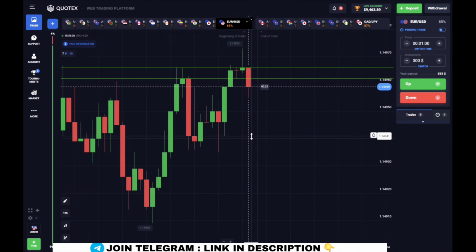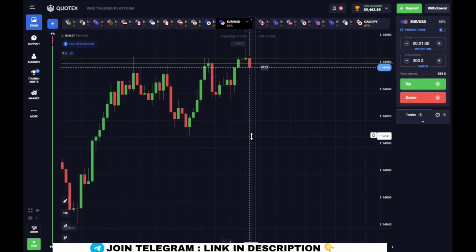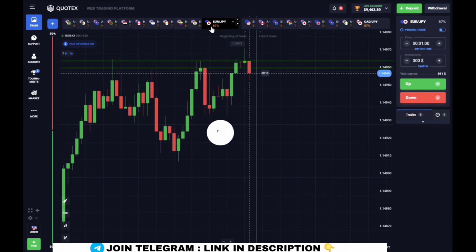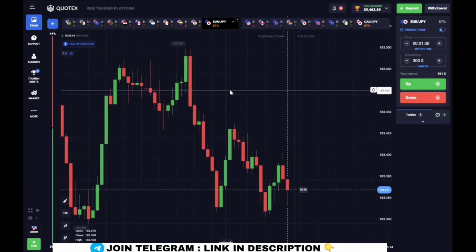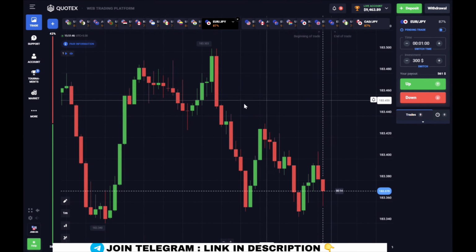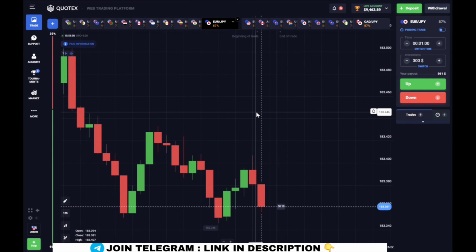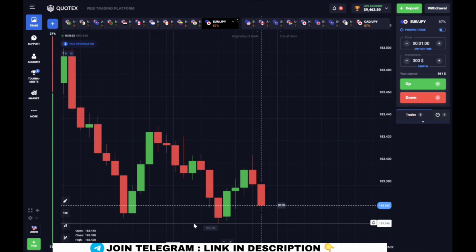If you have any doubts, you can let me know in the comment box about which topic you have a doubt. So here, I will try to find a chart. You need to find such a chart where there is clear price action, meaning it shouldn't be a sideways market. The movement should be clearly visible with respect to support and resistance.